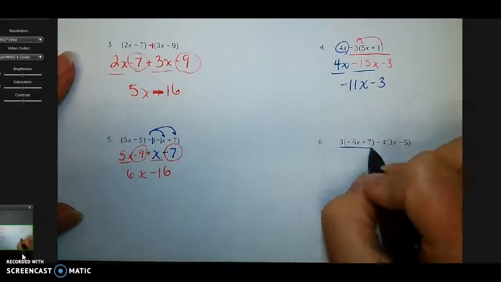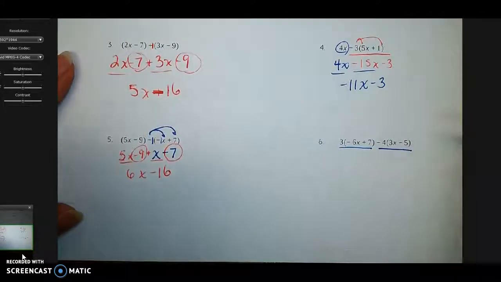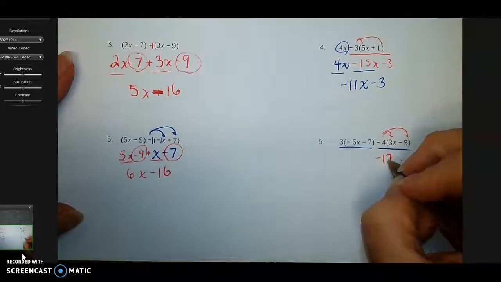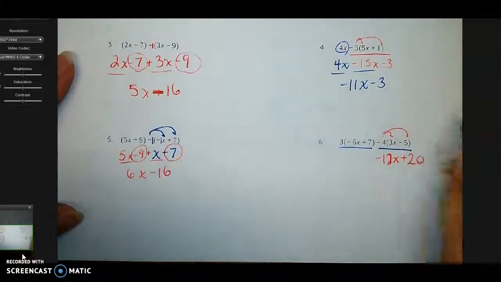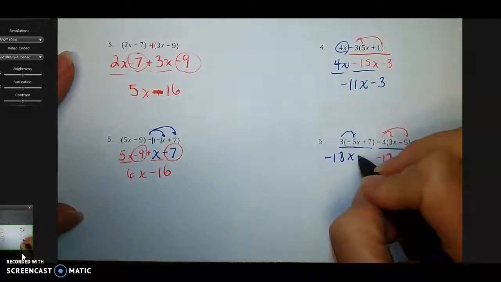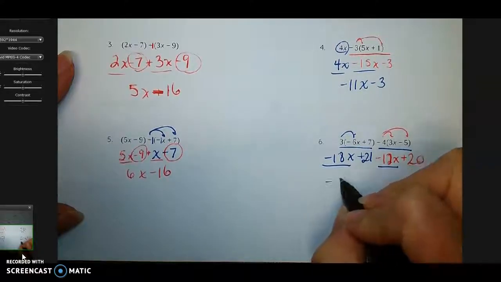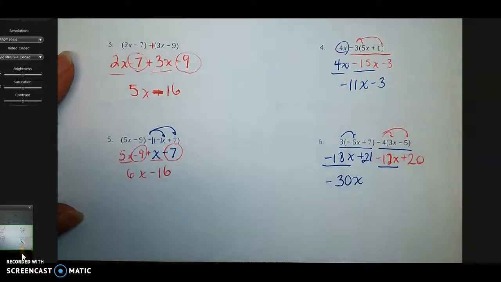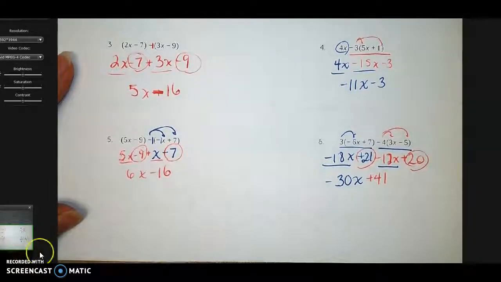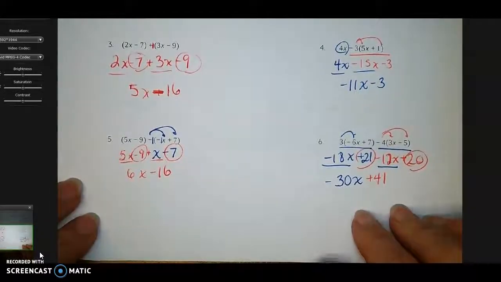This last one, I have two separate distributive properties. In this case, I am distributing this -4. So I get -12x plus 20. And I get -18x plus 21. I'm going to combine those like terms for -30x plus 41. And that is how we distribute a negative and then combine like terms.